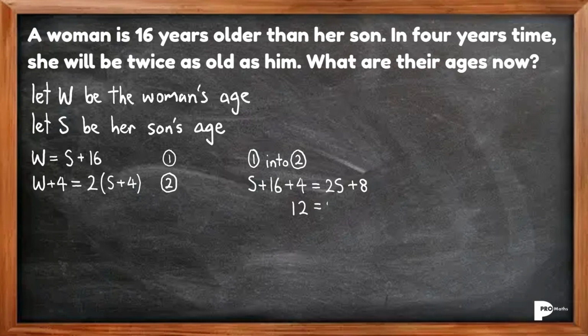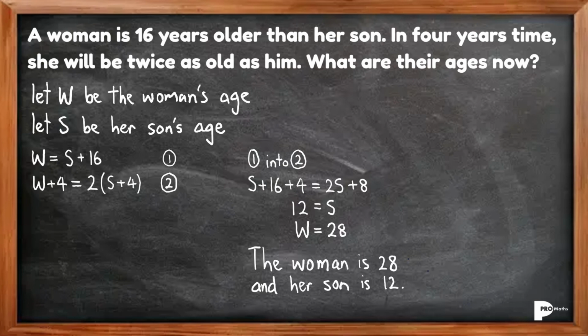We get S equals 12, so W equals 28. The woman is 28 and her son is 12. Let's check. Yep, she's 16 years older right now, and in 4 years, her son will be 16 and she will be 32, so she will be double her son's age. Awesome.